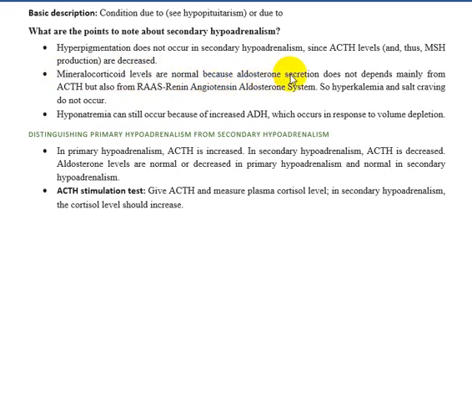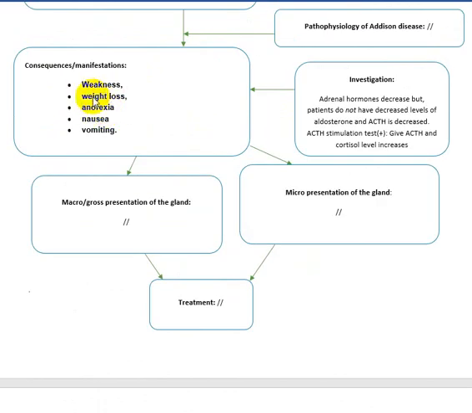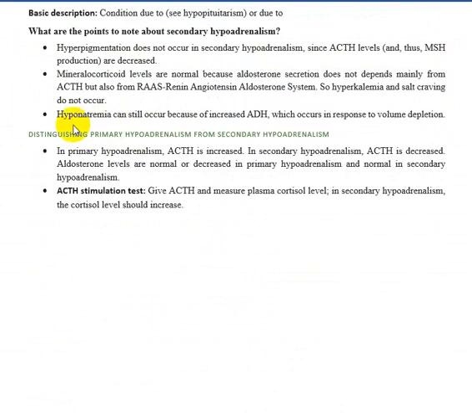And you also see that in secondary hypoadrenalism, the mineralocorticoid levels are normal because aldosterone secretion does not depend mainly on ACTH but also on the renin-angiotensin system. So hyperkalemia and salt craving do not occur here. This is why you have the signs of weakness, nausea, and vomiting, but without the signs of hyponatremia. Hyponatremia can still occur, but because of increased ADH.